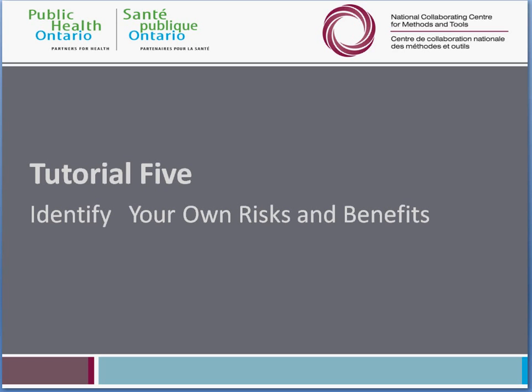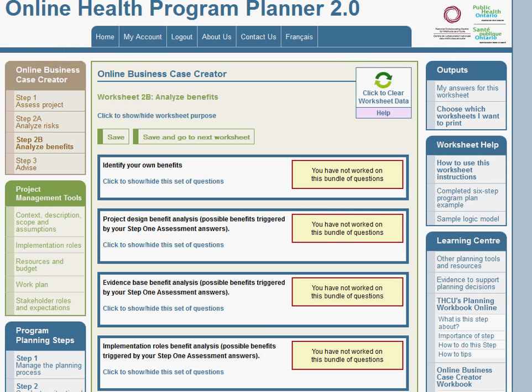In usability testing, some people told us, I don't really want your suggestions, or I don't agree with them. Fair enough. So we made sure that those people had a straightforward way to identify their own strengths and limitations, risks and benefits. This option is available on worksheets 2A and 2B. Let's have a look first at worksheet 2B, Analyze Benefits.